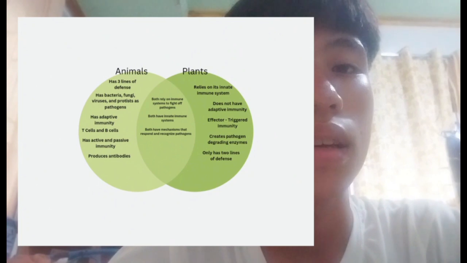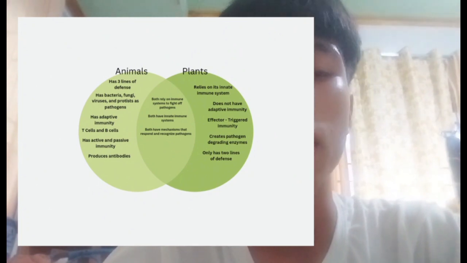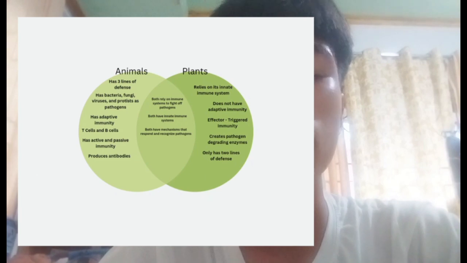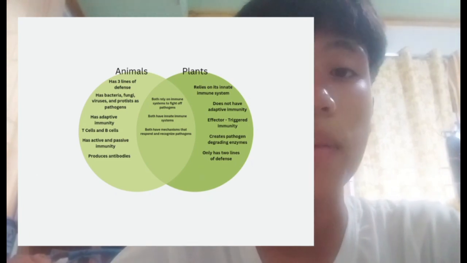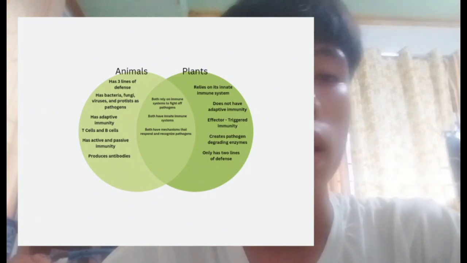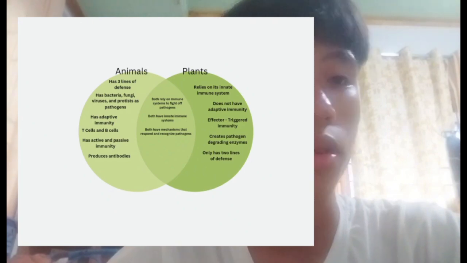As for plants, they rely on their innate immune system. They do not possess adaptive immunity. They have effector-triggered immunity. They create pathogen-degrading enzymes, and they have only two lines of defense. As for things they have in common, both rely on their immune systems to fight off pathogens, both have innate immune systems, and both have mechanisms that respond and recognize pathogens. And those are the differences between the two and the things that they have in common.